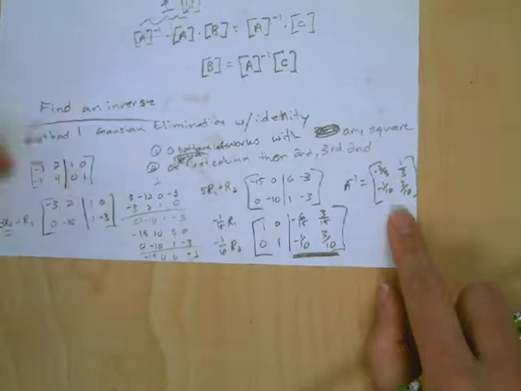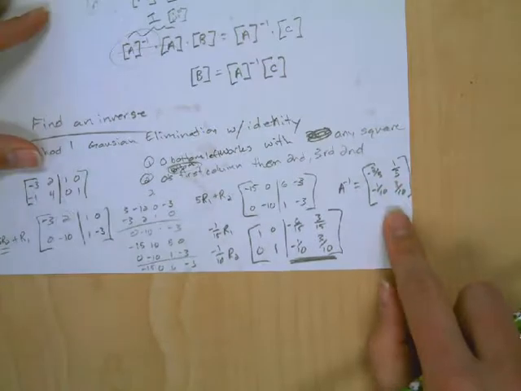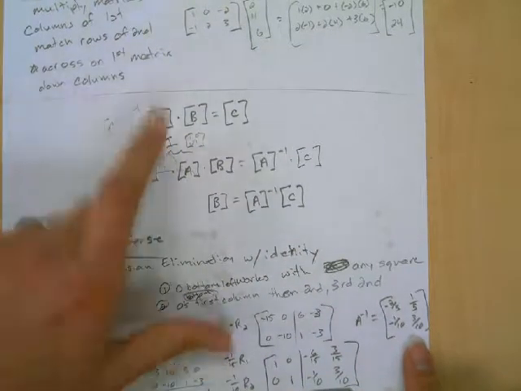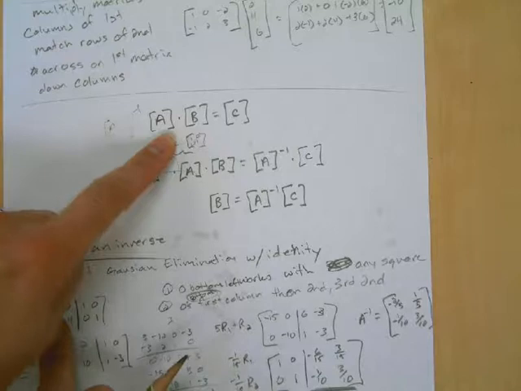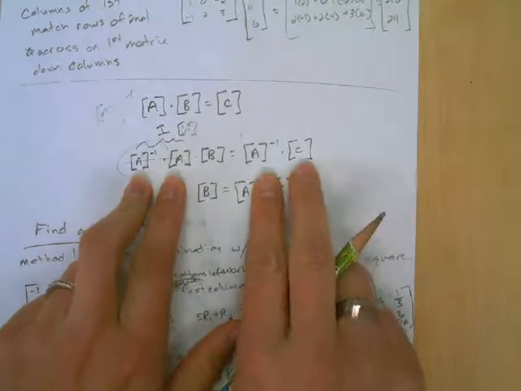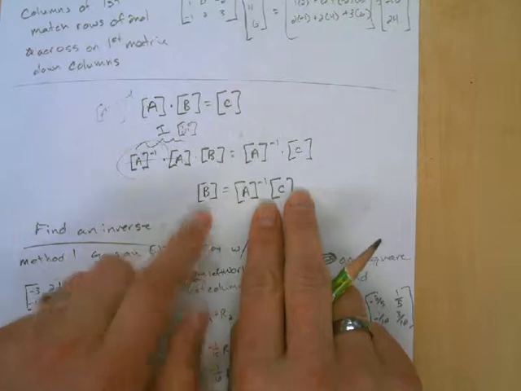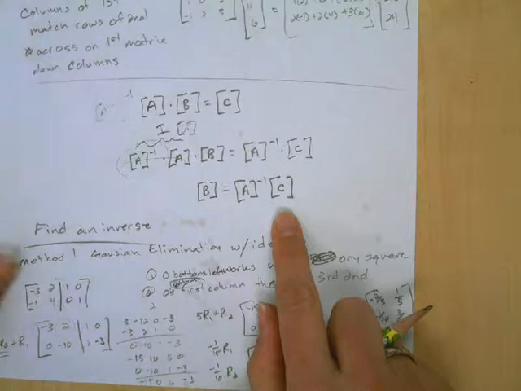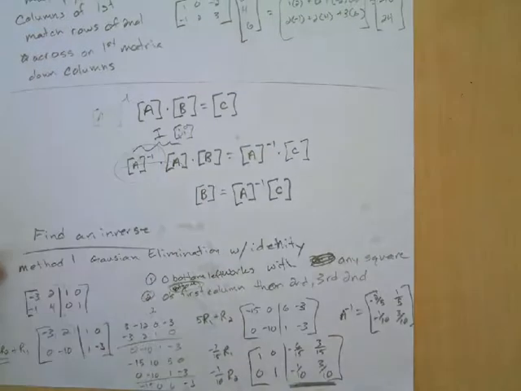So now, if I was trying to solve something, and I had values, if this is the values for A, well now I have that A inverse to multiply into both sides. And so then I could finish solving for matrix B by multiplying my new inverse by whatever matrix C they had there. So that's how you find an inverse using the Gaussian elimination with the identity.